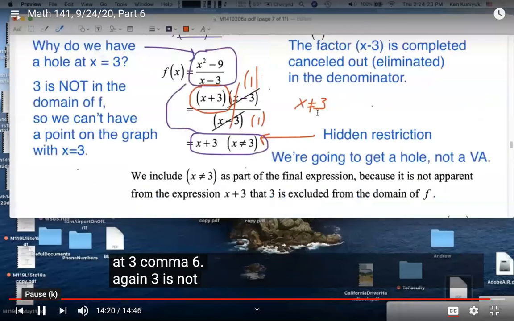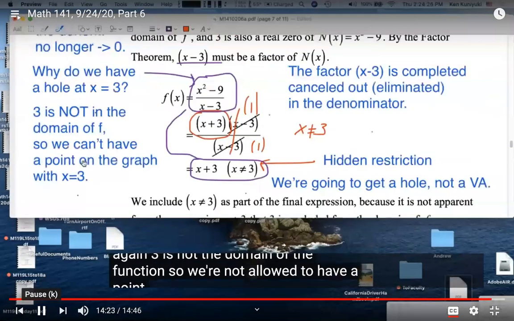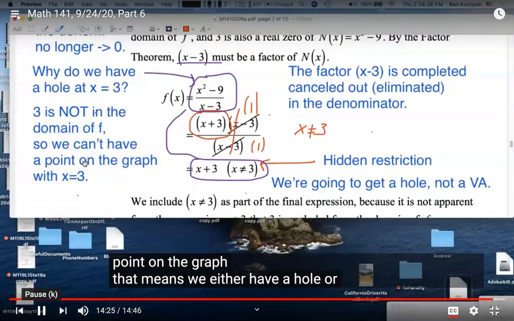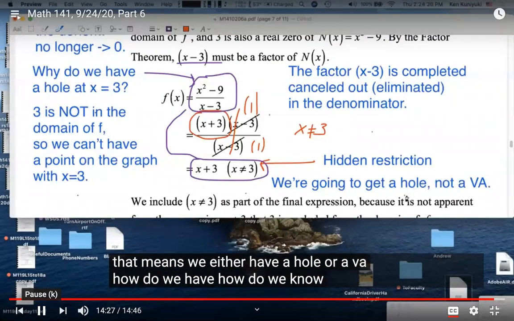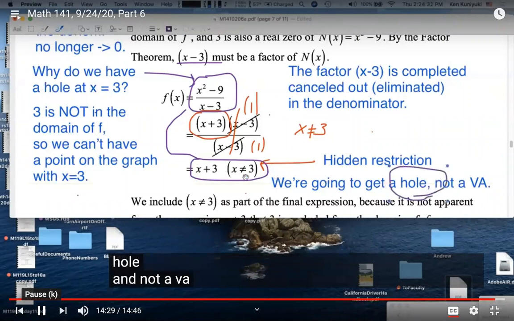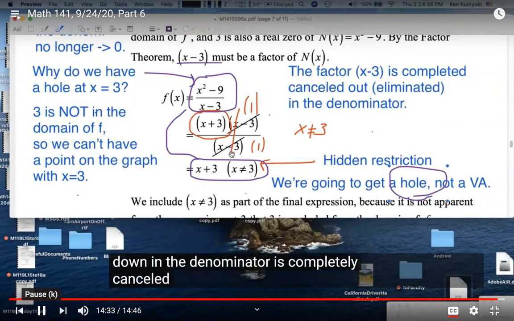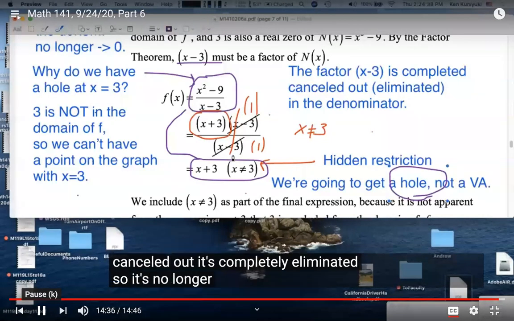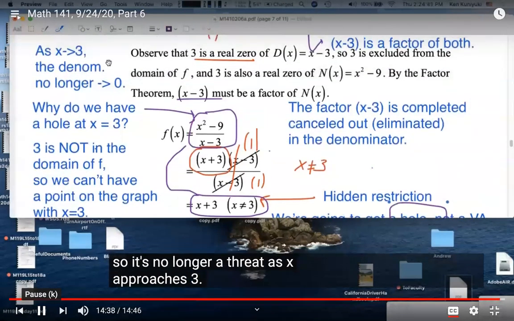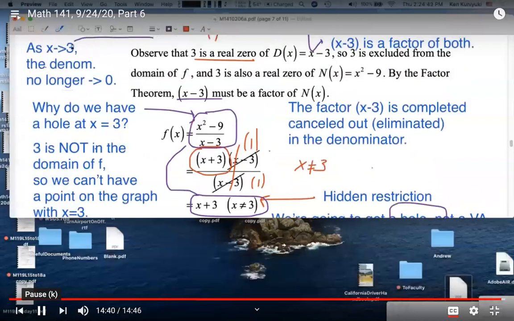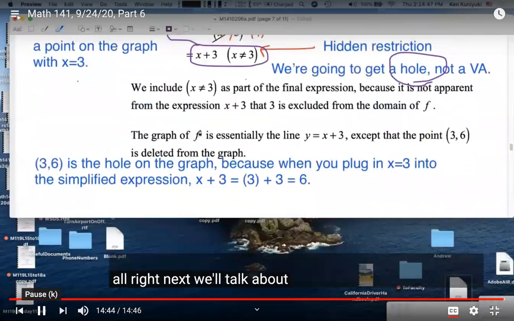Again, 3 is not in the domain of the function, so we're not allowed to have a point on the graph. That means we either have a hole or a VA. How do we know we have a hole and not a VA? Because the factor x minus 3 down in the denominator is completely canceled out. It's completely eliminated. So it's no longer a threat as x approaches 3. All right, next we'll talk about the VA case.